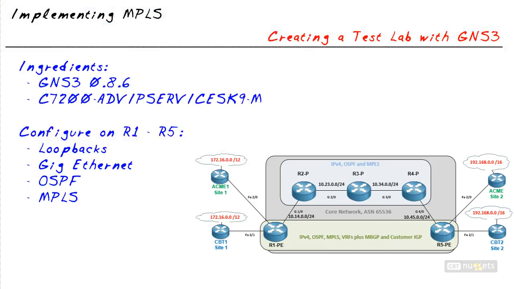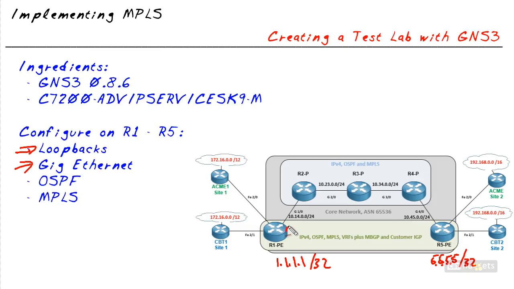And then what we're going to do is we're going to configure the loopback and gigabit interfaces. So for each of the routers, for example, on R1, we're going to use 1.1.1.1/32 for a loopback interface. And on R5, 5.5.5.5/32. And the same thing for R2, R3, and R4 using their router numbers respectively.